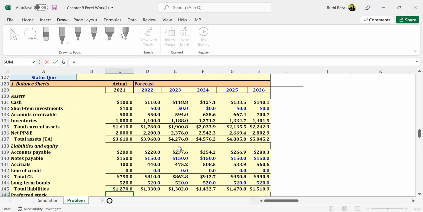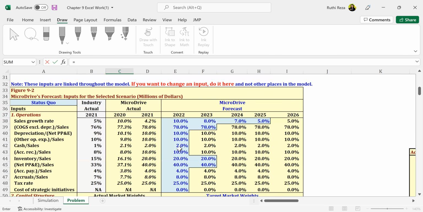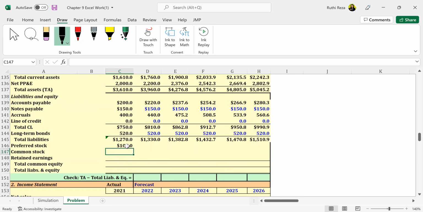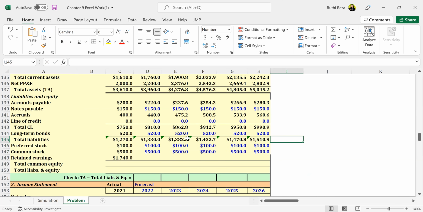Then preferred stock, again non-operating items, we're going to get it from the most recent financial statements. We're going to also get common stock from the most recent financial statement. Retained earnings, the same. And then we're going to assume that there will be no changes in the preferred stock and common stock. That means there will be no change in the current capital structure.